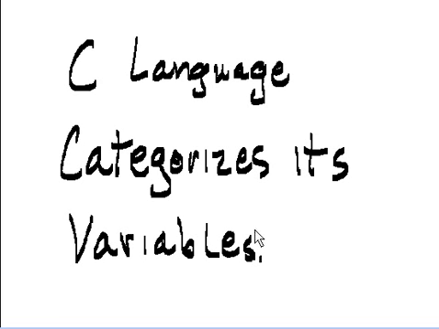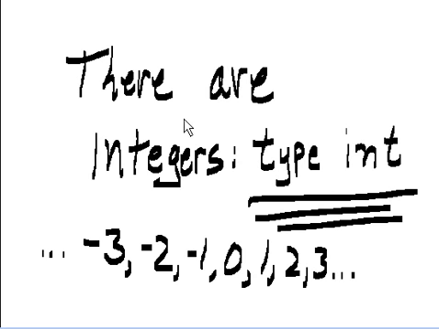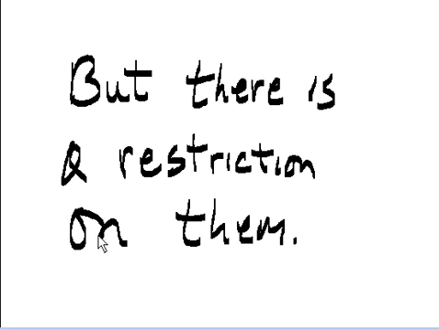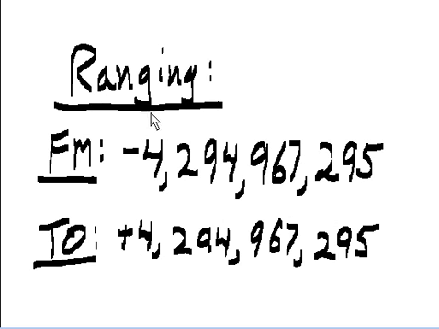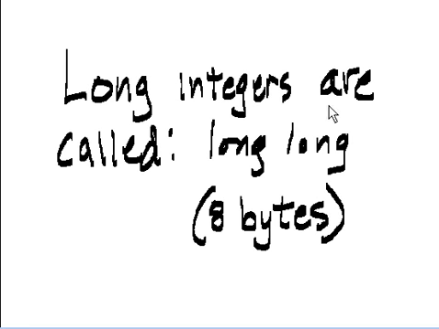C language categorizes its variables. There are integers, type int, such as -3, -2, -1, 0, 1, 2, 3, etc., going this way, and etc., going this way. But there is a restriction or constraint on them. You can put numbers into an int, which is 4 bytes long, ranging from -4 billion and change to +4 billion and change. Long integers are called long-longs.